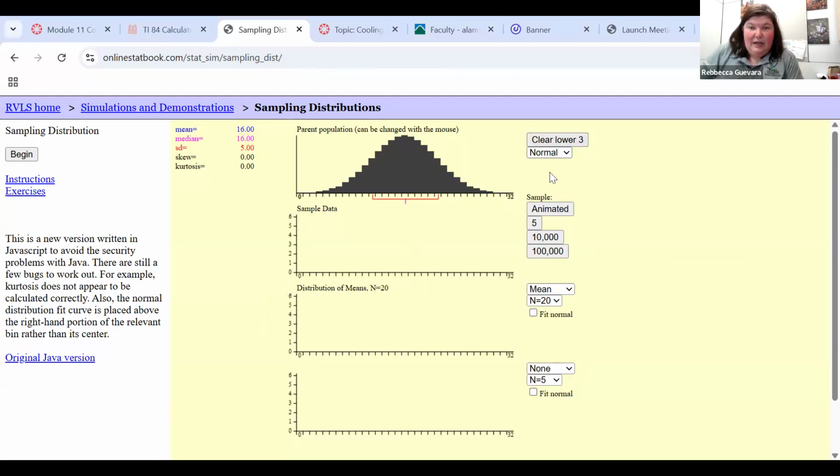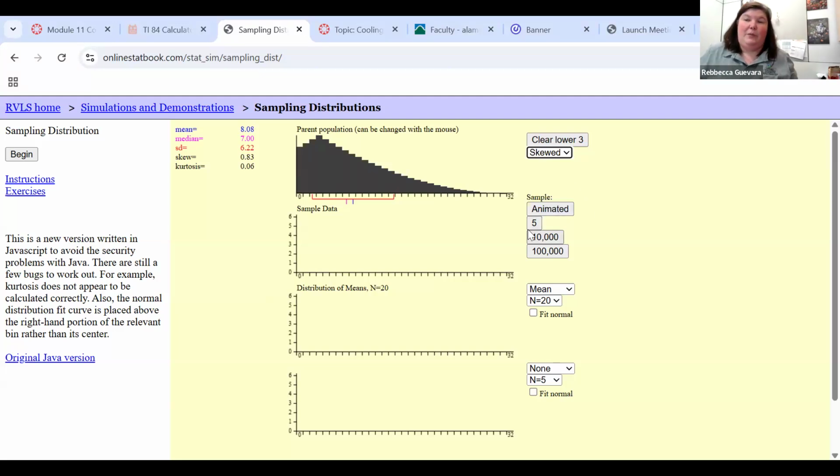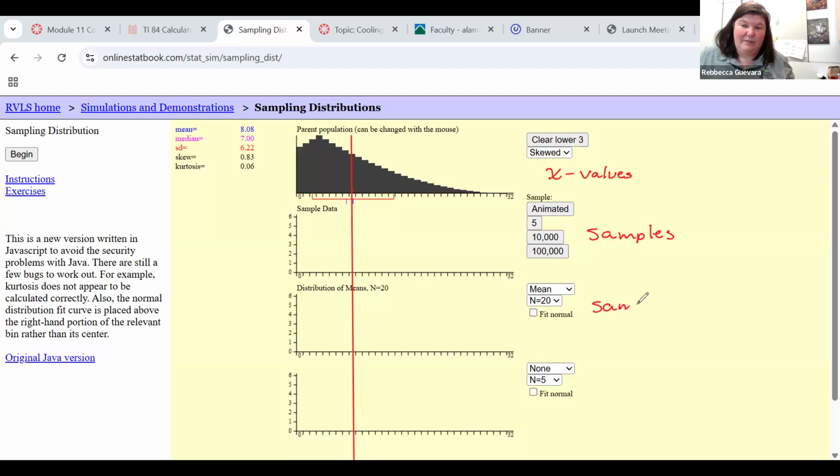So let's say I have a skewed distribution. Remember, this is my population of X values. And the mean, I'm trying to look for the right number here. It's right here. I'm slightly off. So the mean of the distribution is about there. I'm a hair off where it needs to be. This part is going to look at my samples, and this is going to be my sample means.